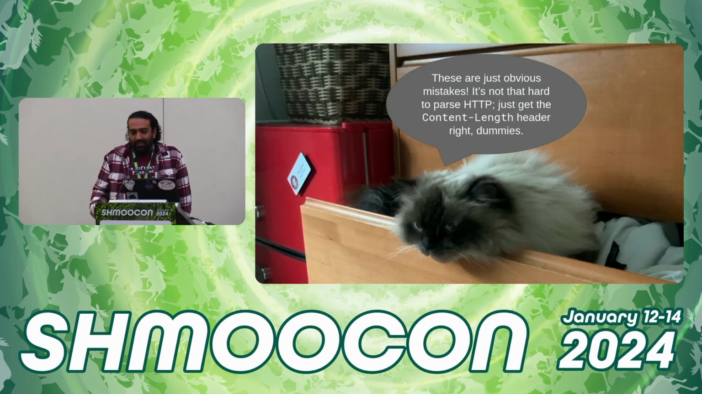So you might think that these are pretty obvious mistakes, and HTTP seems pretty straightforward. So why not just parse the content length, right? I mean, it's just an integer. Just get it right, a positive integer without the positive sign or any signs. You can just parse this number and get it right, right?